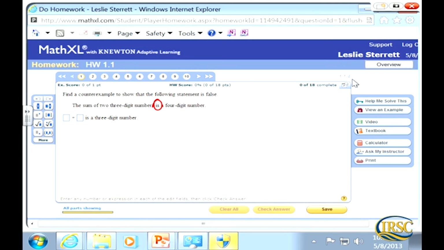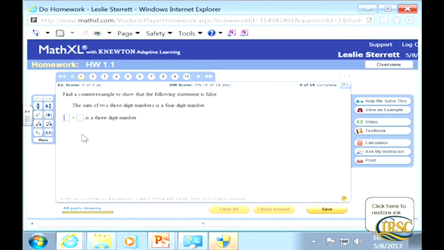Okay, so in this one it says that the sum of every two 3-digit numbers is a 4-digit number. So can anybody raise their hand and give me two 3-digit numbers that does not give you a 4-digit number? Okay, so 111 plus 111. So let's type that in and see. So 111 and 111. If you added that together, you would get 222, right? 222, which is a 3-digit number and not a 4-digit number.